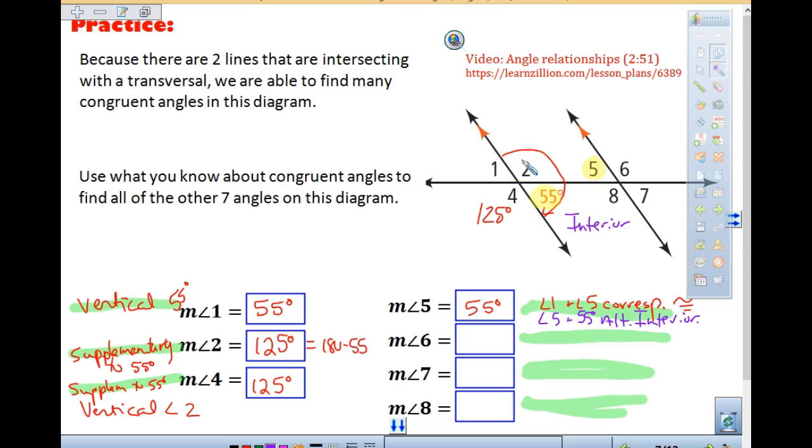So, if I know this is 5, with your shoulder partner, please check to see if you can fill in the rest of those numbers. Should I have anything other than 55 or 125 for an answer? No, those are my only two answers. Check with your shoulder partner and see if you agree with the rest of your numbers. Yep. 125 degrees. How did you come up with it? What did you use?